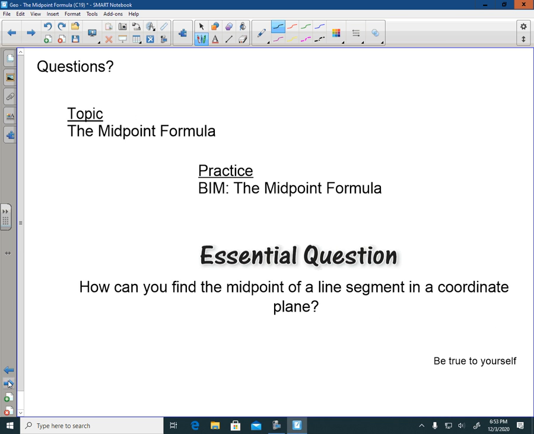Your practice is going to be on Big Ideas Math. It's called the midpoint formula. Don't forget to look for that in the fine print. Your essential question, how can you find the midpoint of a line segment in a coordinate plane, should be answerable. The answer is use the midpoint formula, right?